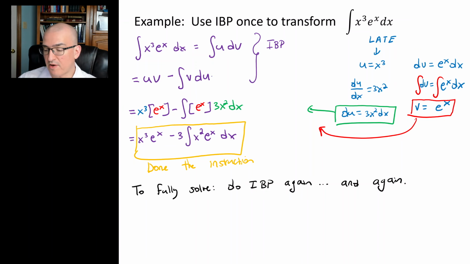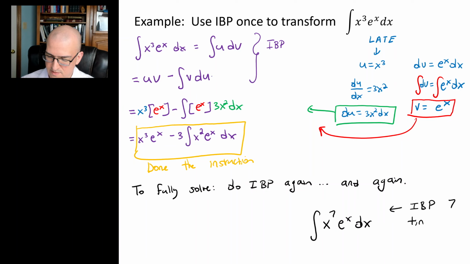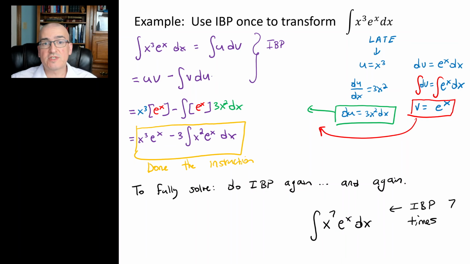We had to do integration by parts 3 times. There was a power of 3 on the x. I'll leave it to your imagination to consider how many times you'd need to use integration by parts to integrate x to the 7 times e to the x. You need IBP 7 times. I lied. I said I'd leave it to your imagination, but I don't think much imagination is needed. So depending on the problem, if you want to fully solve it, you may need to use several rounds of integration by parts.